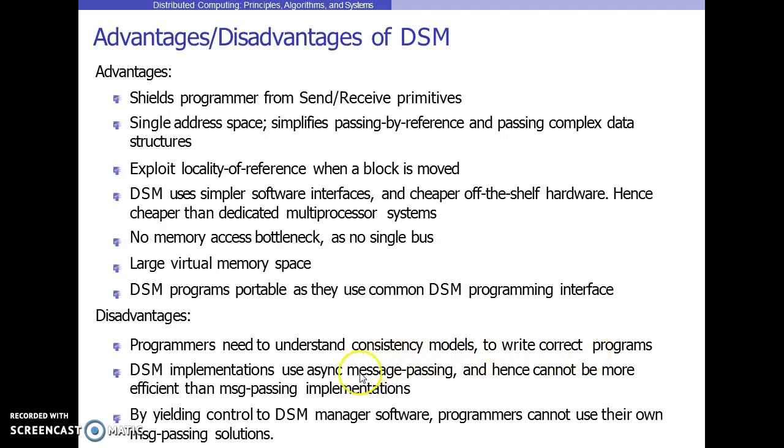Another disadvantage is that the implementation of DSM uses asynchronous message passing, that is read and write. Hence it cannot be more efficient than message passing implementations, that is send and receive primitives. By yielding control to the DSM manager software, programmers cannot use their own message passing solutions. So the programmer must use the predefined solutions, which cannot be the most effective.